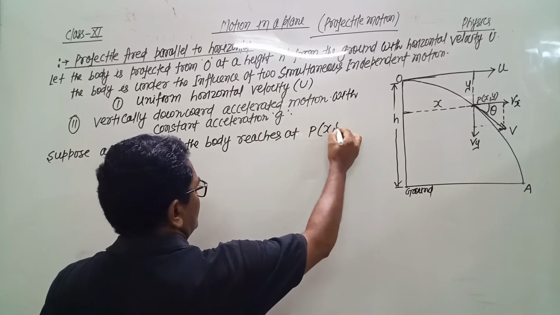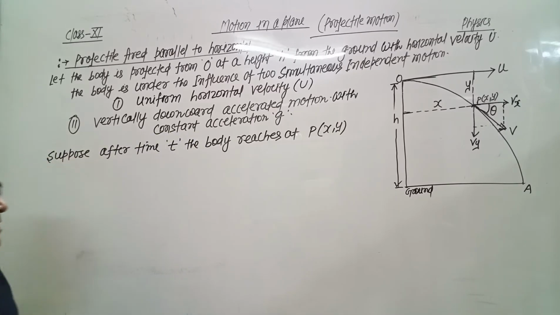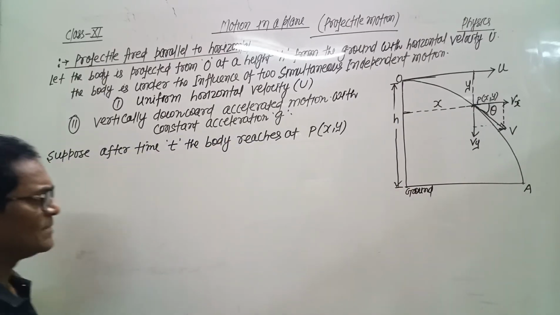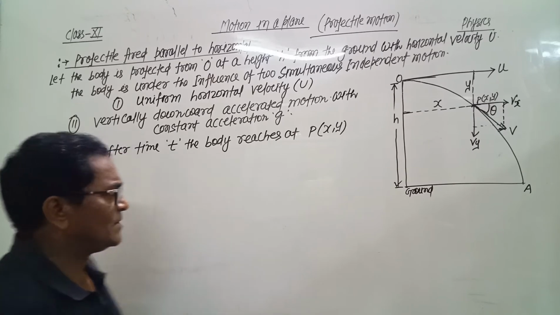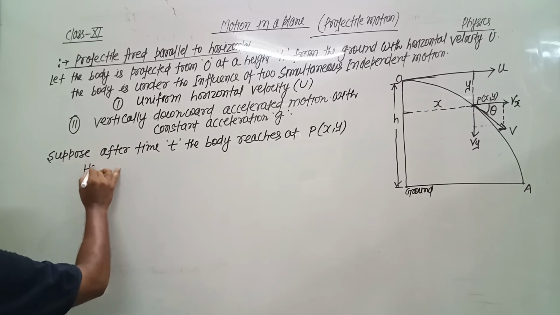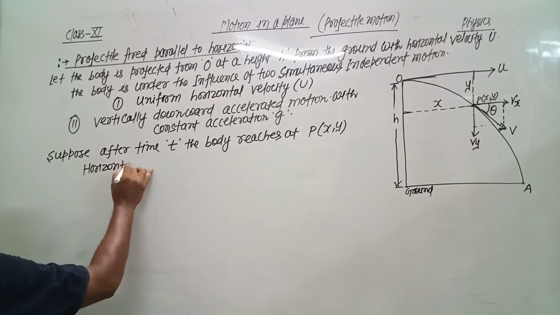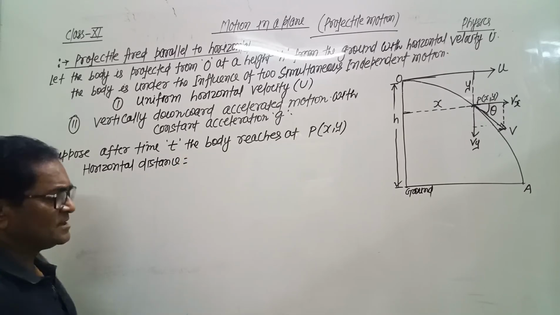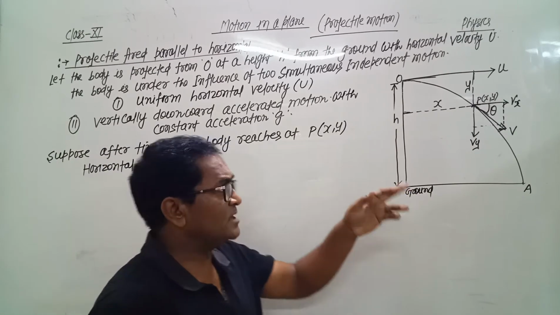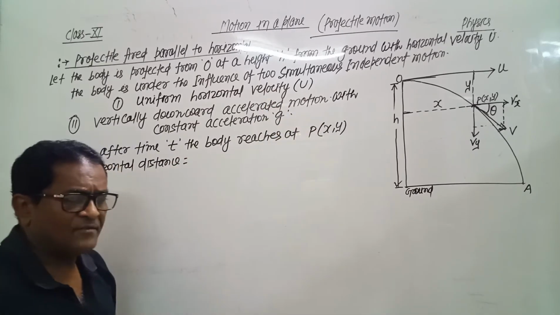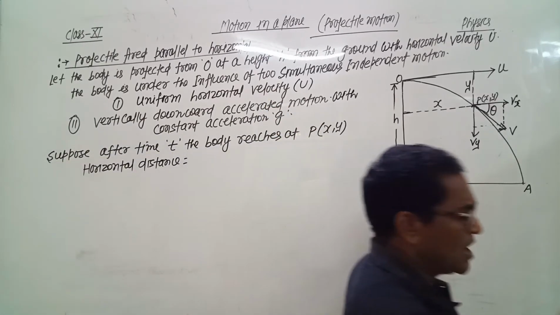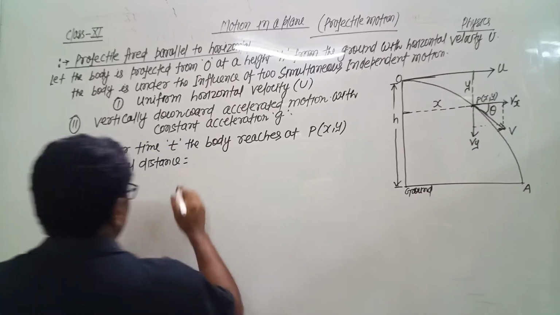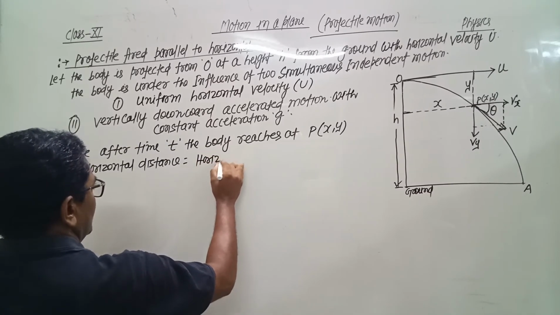And whose coordinate is x, y. So we are interested to find the horizontal distance covered by the body when the body reaches point P. So horizontal distance equals, and since this horizontal motion is with uniform velocity, and for uniform velocity the formula for distance is velocity into time.